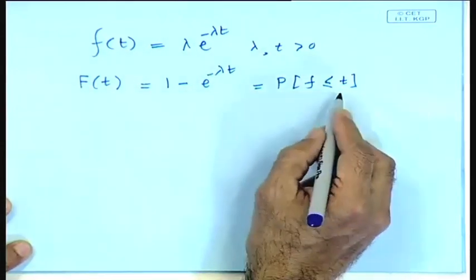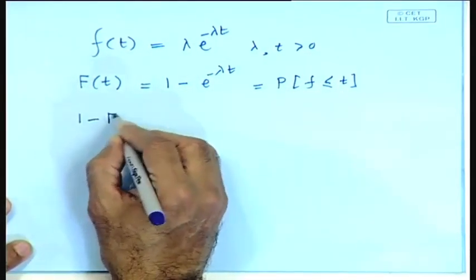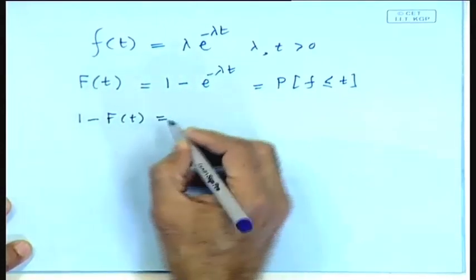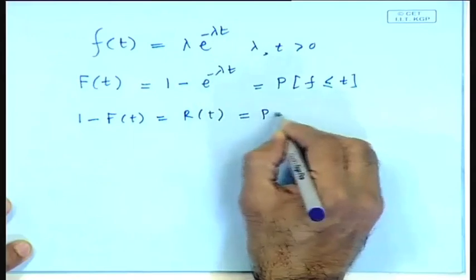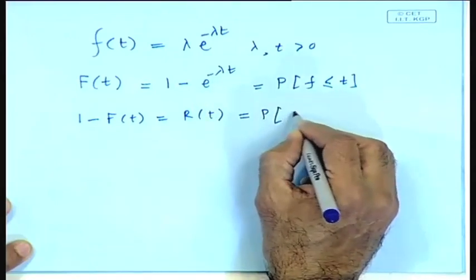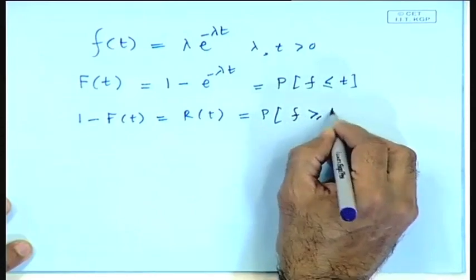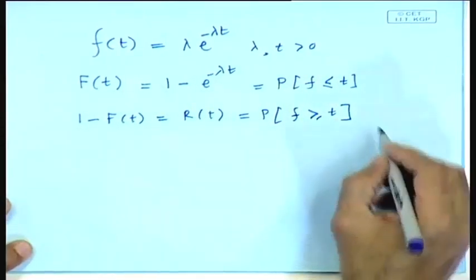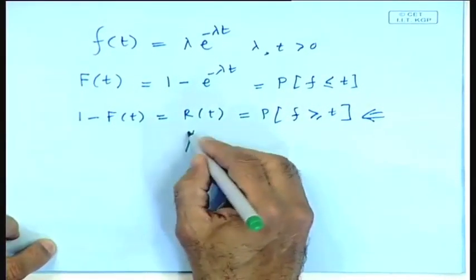Then, what is the probability that the product will survive? It is basically 1 minus F(t). This is called reliability. This is the probability that the product is going to fail beyond time t. And this is exactly what we want. We want this to be as high as possible. This number is reliability.